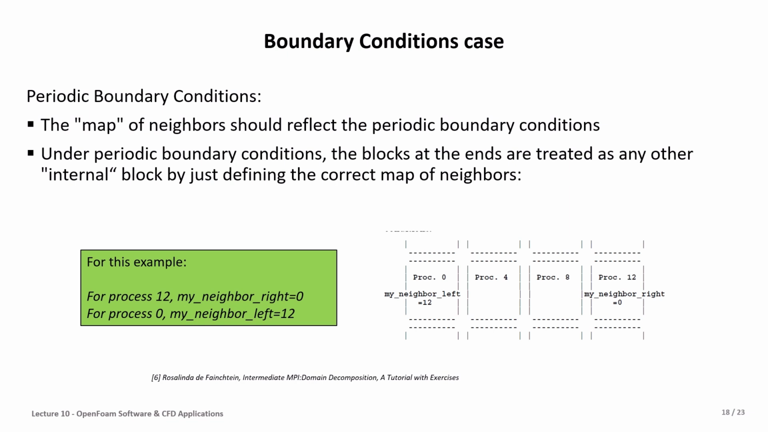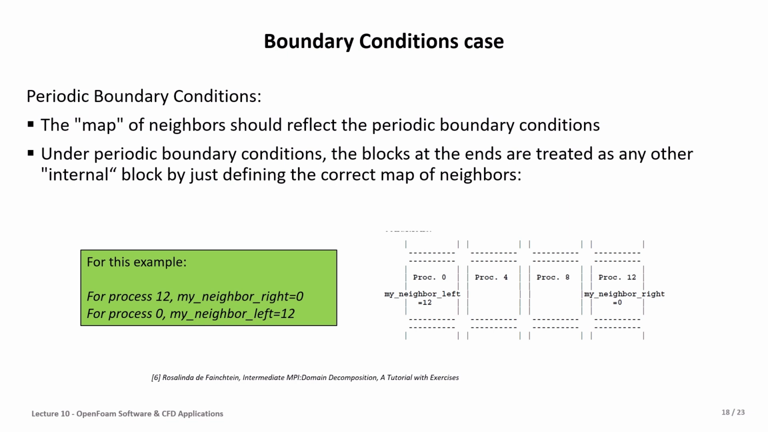When we are working with the periodic boundary condition, in fact, any block is treated as an internal block. That means if we have a block at the end of the domain, or a subdomain which is at the end, it's assumed to be like any other internal block. To apply these boundary conditions, we only need to define the correct map of the neighbors for each one.